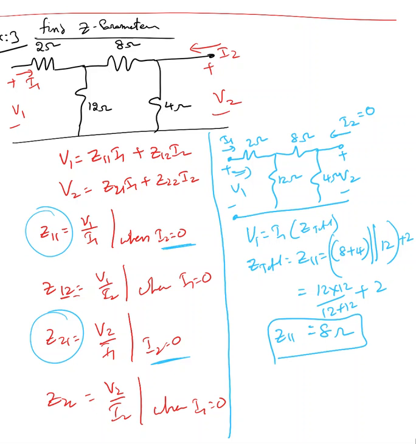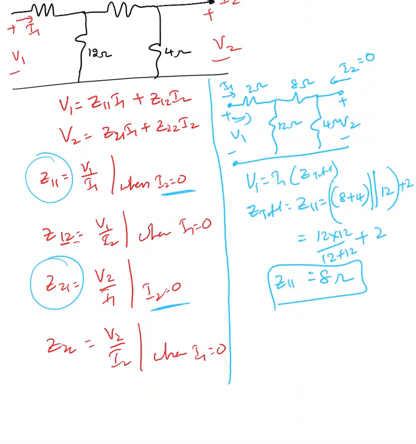Now we're going to find Z21. So the next quantity I'm going to find is Z21. Z21 is nothing but V2 over I1. So I know here is my V2. Now I need to find I1.